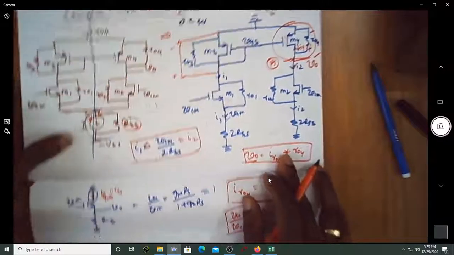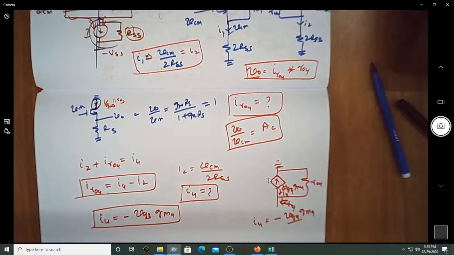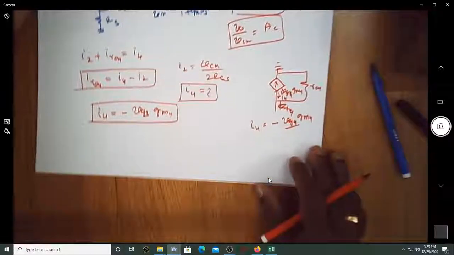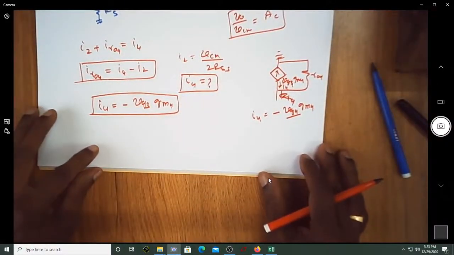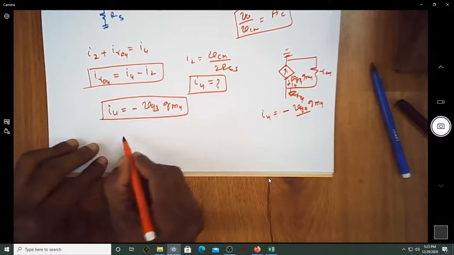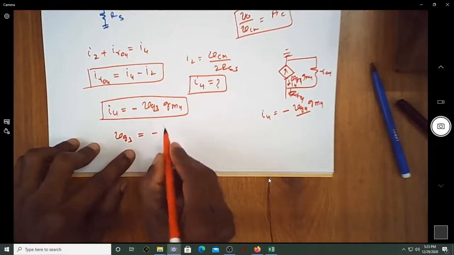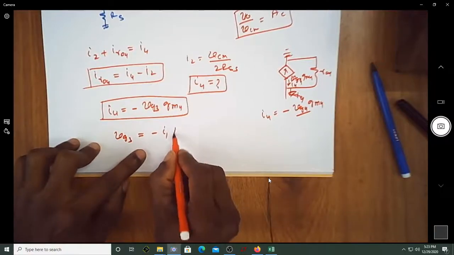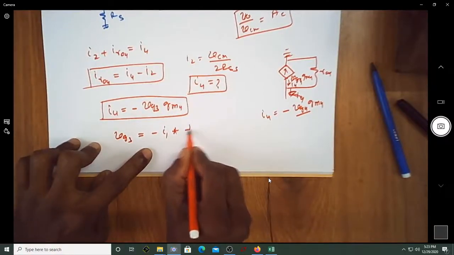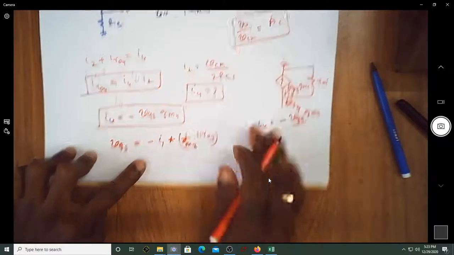Now we can see here the resistance. What we are trying to see now is, so what we have now is, can I now write VG3 as equal to minus of I1 multiplied by 1 over GM3 parallel with R03? Can we write it so?